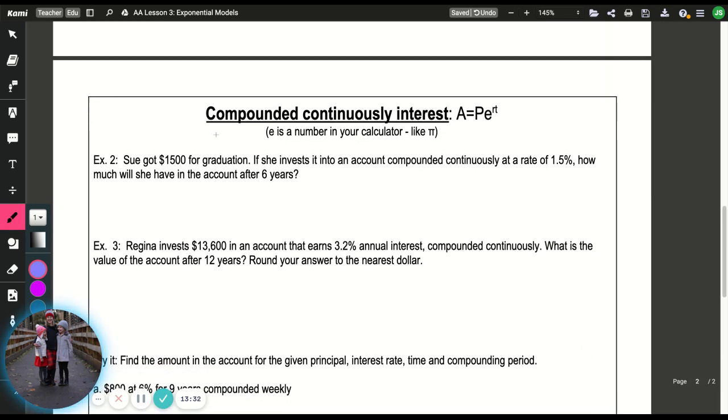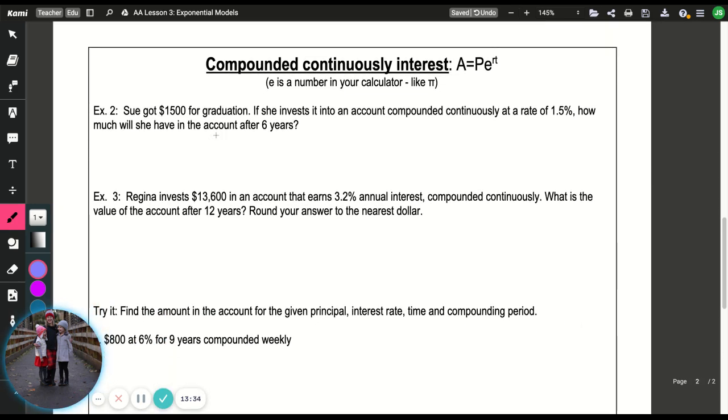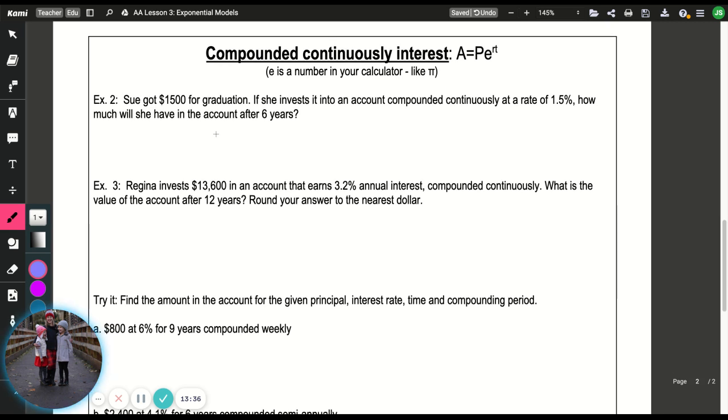Okay, the other type, which is not very common, to be honest, we wish that it was more common because it's a good deal for consumers, is compounded continuously. So just like I said with the compound interest, you only use this equation if you see the words compounded continuously. If you don't see continuously, don't use this. This is not it, okay? This is only compounded continuously.